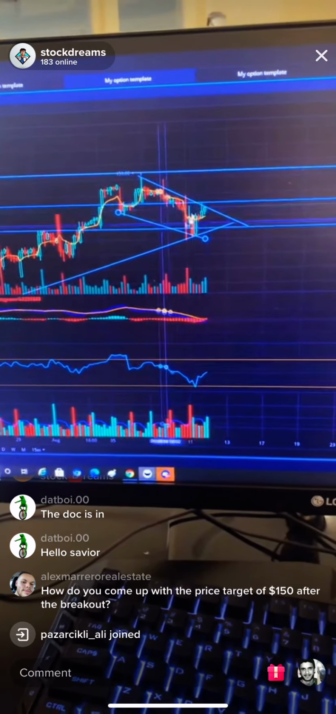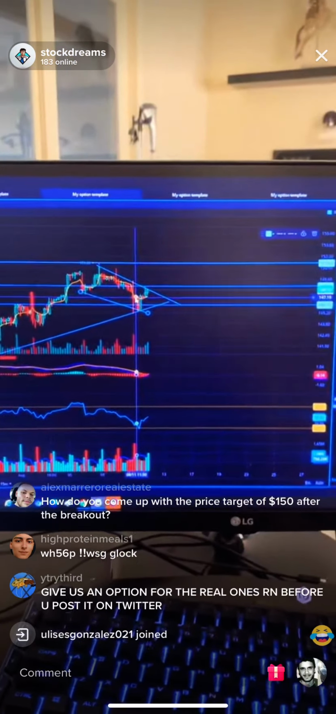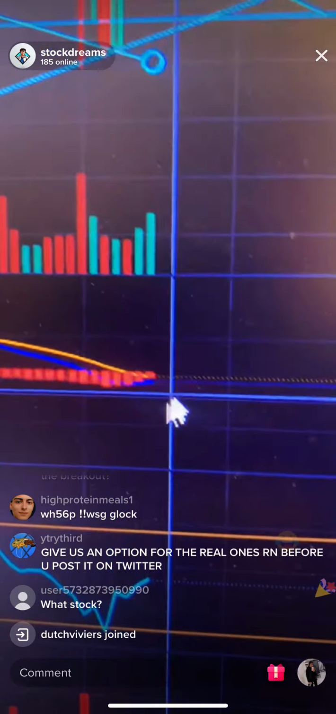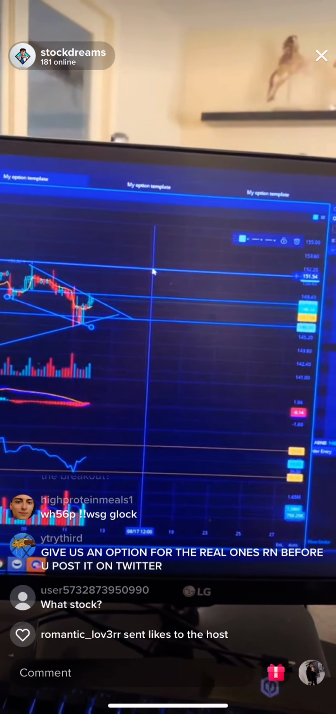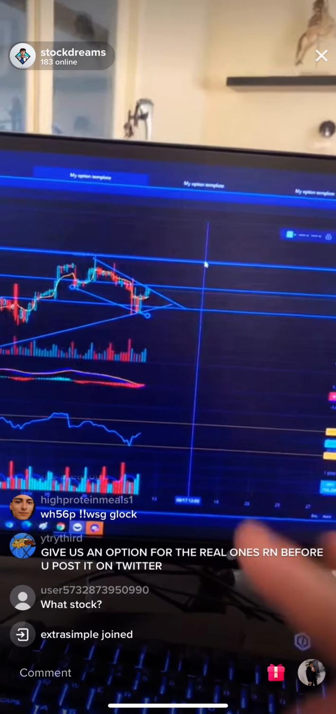So I really like ABNB tomorrow, especially since they have earnings. I think they're going to have amazing earnings. Look at this MACD. This MACD looks beautiful right here to curl up to run tomorrow. I think tomorrow we can definitely see it push up to 150, even to 155.